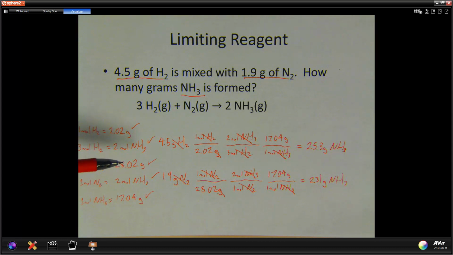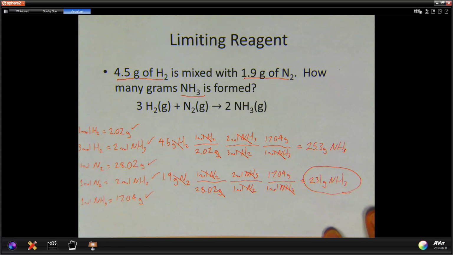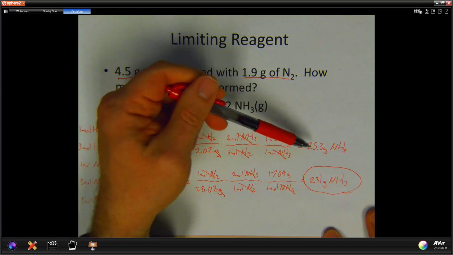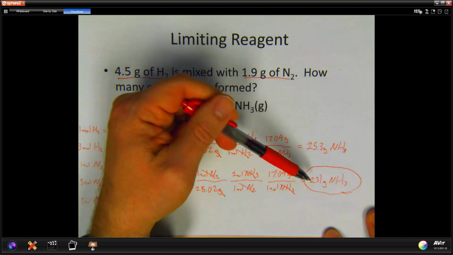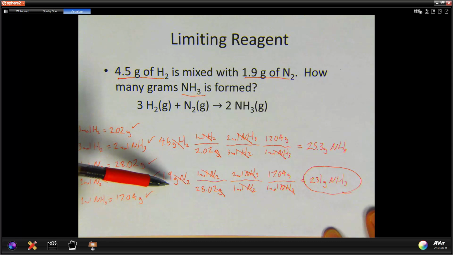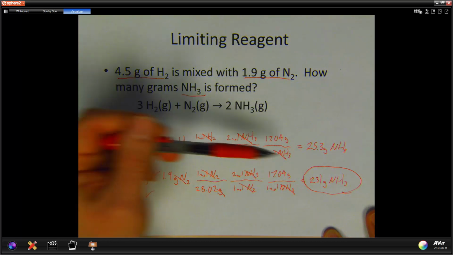Again, what we want to do here is similar to what we did with the recipe: we look at each answer and we select the smallest one. So we can make this much NH3, 2.31 grams. Even though this calculation said we could make more, we can only make whichever one is giving us the fewest. So that's telling us that the N2 is our limiting reagent, and the H2 is an excess reagent.